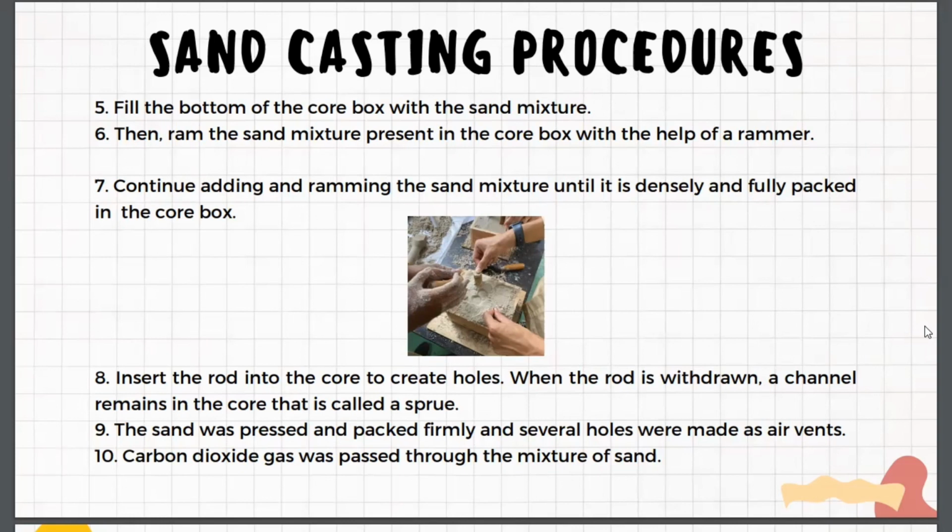Next, insert the rod into the core to create holes. When the rod is withdrawn, a channel remains in the core that is called a sprue. The sand was pressed and packed firmly, and several holes were made as advised. The last step for the sand casting is that carbon dioxide gas is passed through the mixture of the sand.